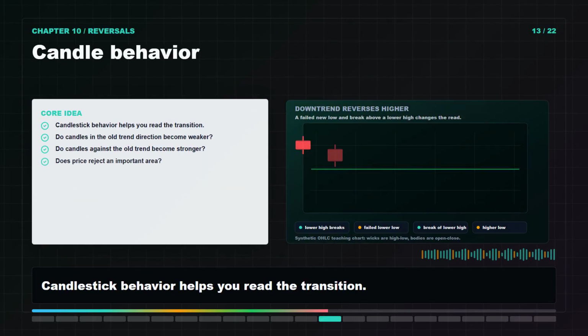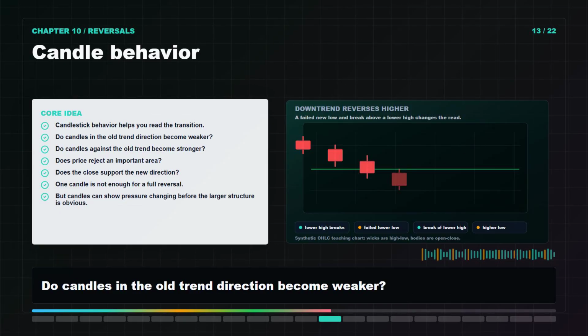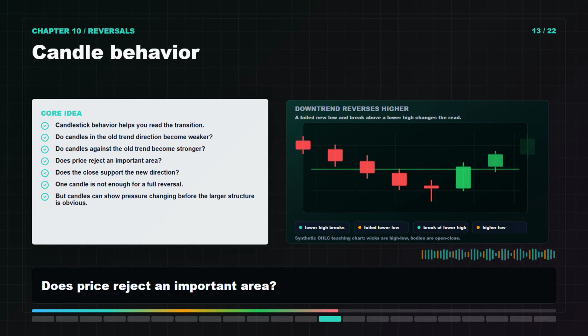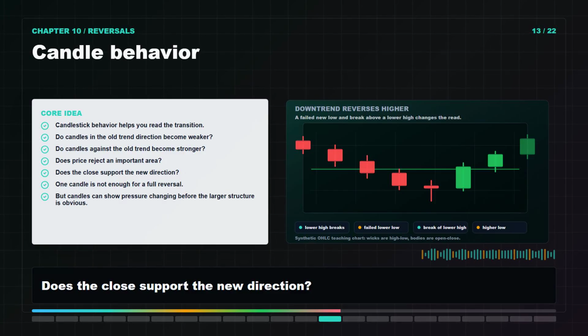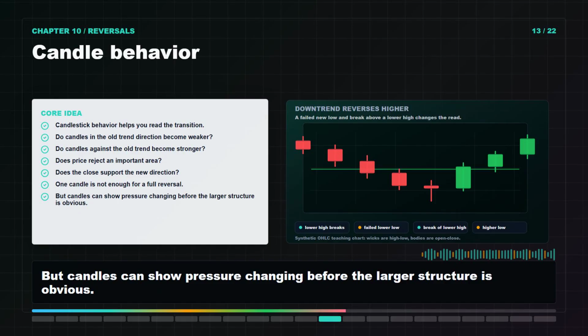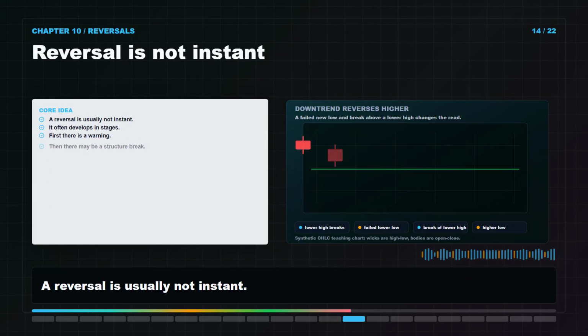Candlestick behavior helps you read the transition. Do candles in the old trend direction become weaker? Do candles against the old trend become stronger? Does price reject an important area? Does the close support the new direction? One candle is not enough for a full reversal, but candles can show pressure changing before the larger structure is obvious. A reversal is usually not instant.